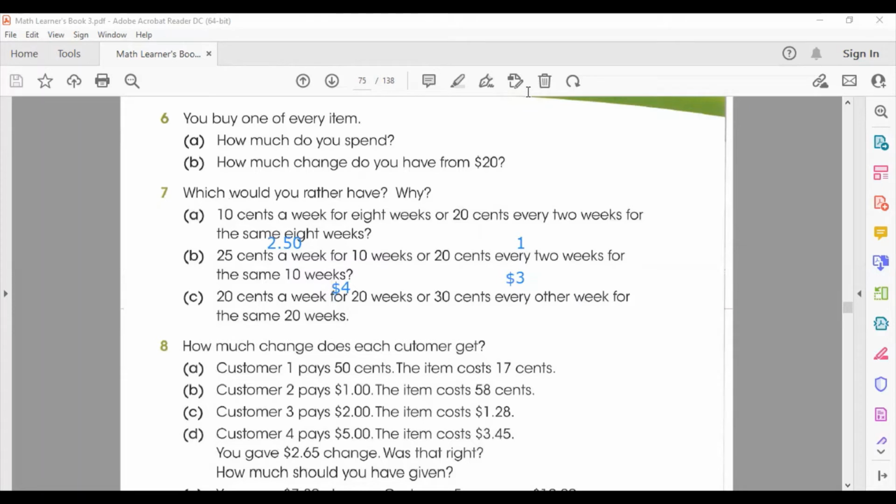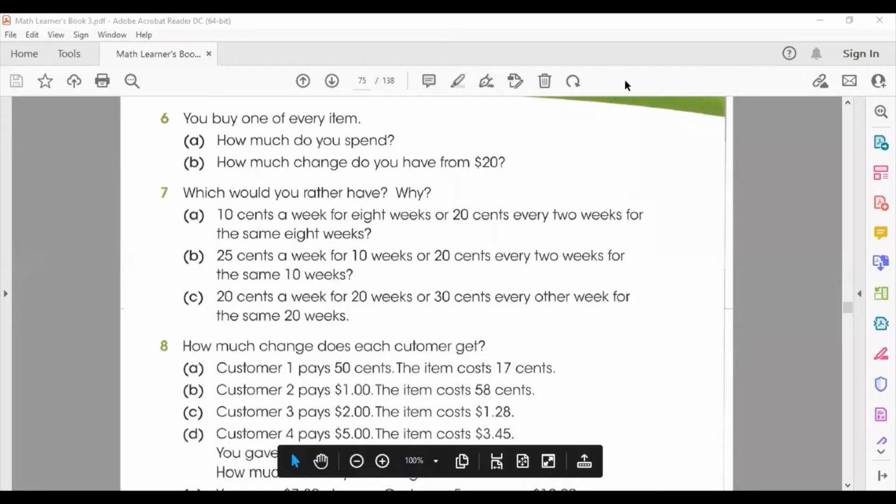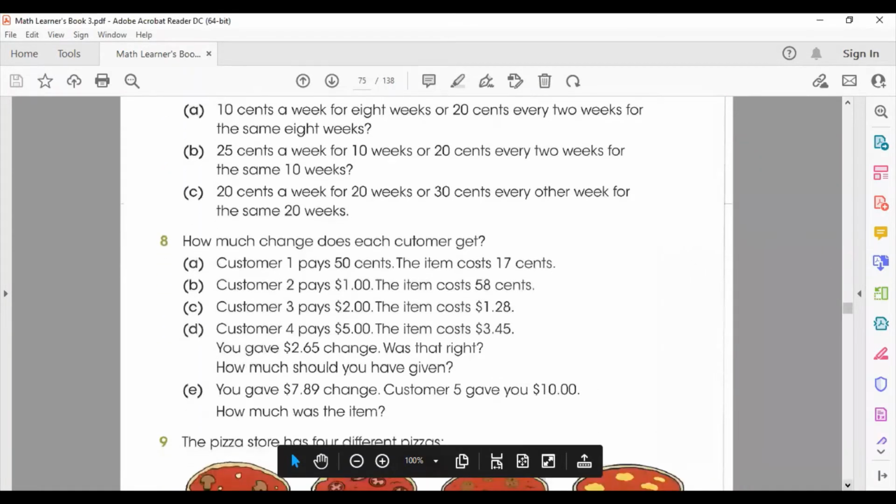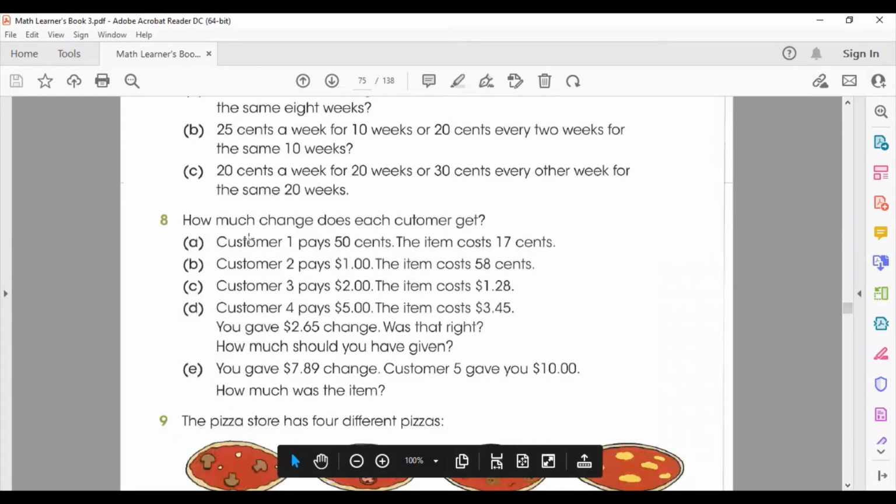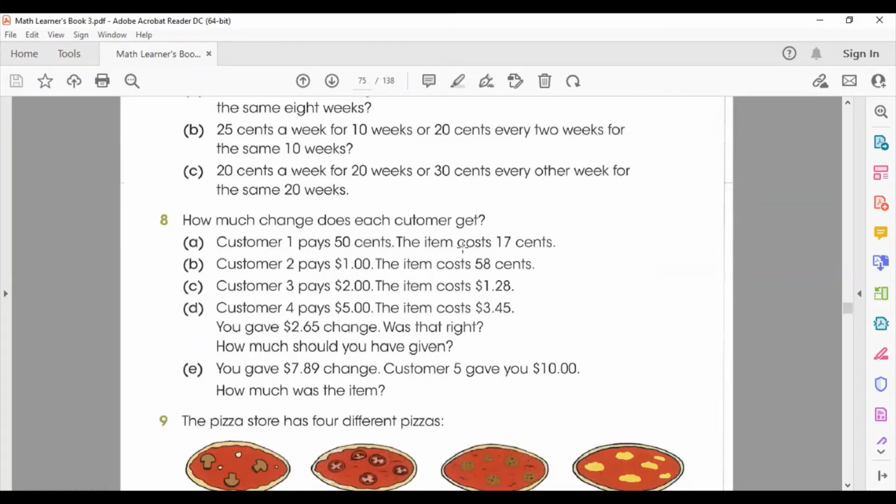Question number 8. How much change does each customer get? Customer 1 pays 50 cent, the item costs 17 cent. How much change? So we need to minus, right? 50 cent up and 17 cent down. If it's written in dollar, then we need to put the point.